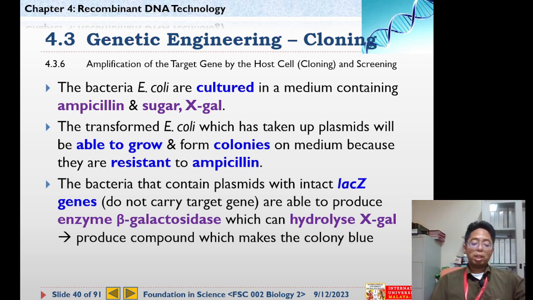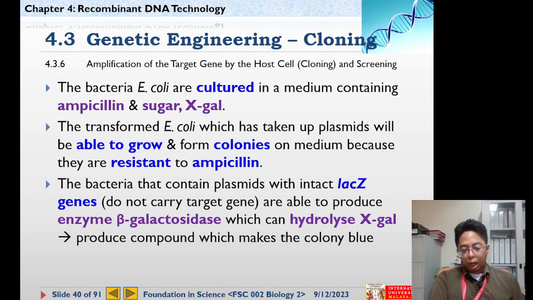E. coli which has taken plasmid will grow and form colonies on the medium. Why? Because they have this gene called AmpR, ampicillin resistance. Ampicillin resistance means that they can resist the antibiotic. Because the growth medium for the bacteria actually has that antibiotic, the ones that do not have the gene will die. The ones that have the gene will live.